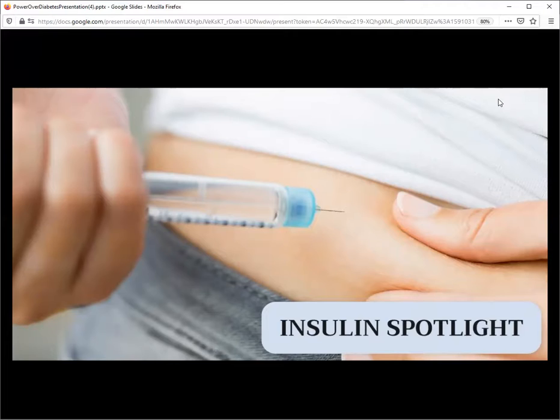Really, understanding the roles of insulin, we can easily see how insulin resistance is associated with the following health concerns. I apologize for my phone ringing. It will just have to ring.